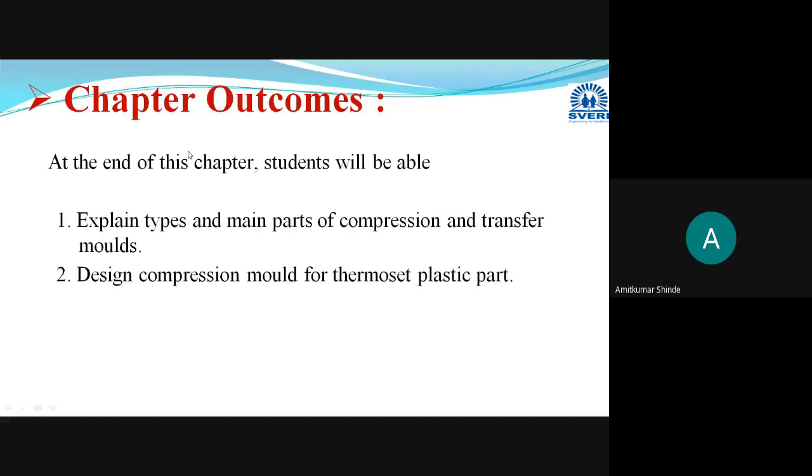So at the end of this chapter, what will be our outcome? We will be able to explain the types and main parts of the compression molds and transfer molds, and we will be able to design the compression mold for a given thermoset plastic part. That design procedure will be included here, and we will discuss it through one problem statement and its solution.